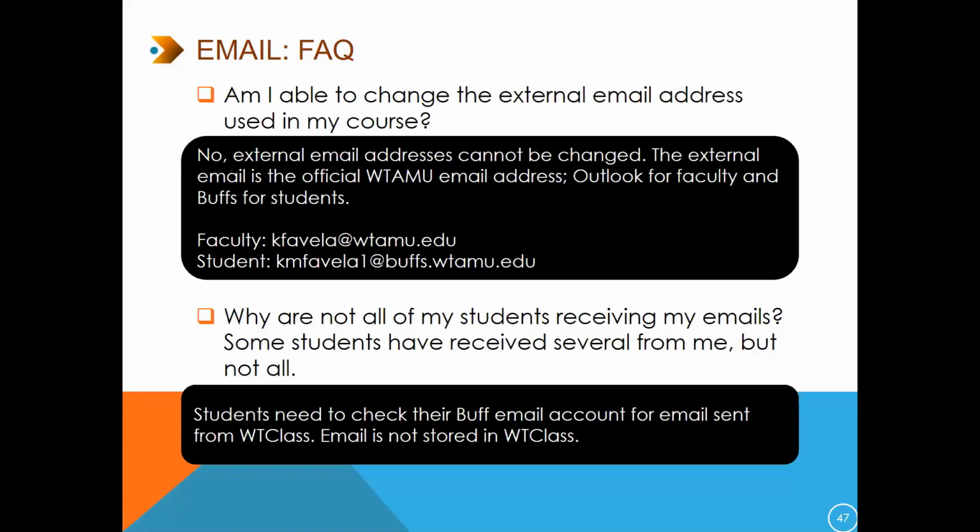So if you do have students that are saying, you're not getting my emails, make sure that your students are checking their student email, their buff email. They may be looking in course messages within the course, or they may be checking their Yahoo email. Make sure that they're checking the WT emails for that information.